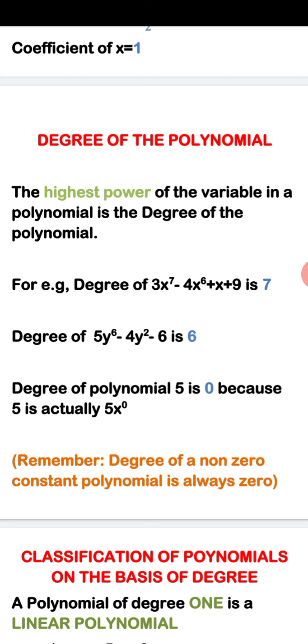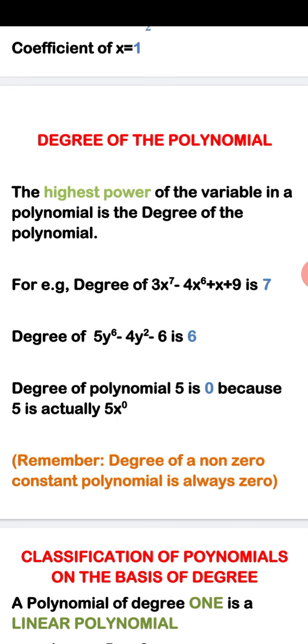For example, let's take the polynomial 3x raised to power 7 minus 4x raised to power 6 plus x plus 9. In this, there are 4 terms, right? And in all these terms, you can see the powers of x are 7, 6, 1 and 0 respectively. So, which is the highest power? The highest power is 7. So, the degree of this polynomial is 7.